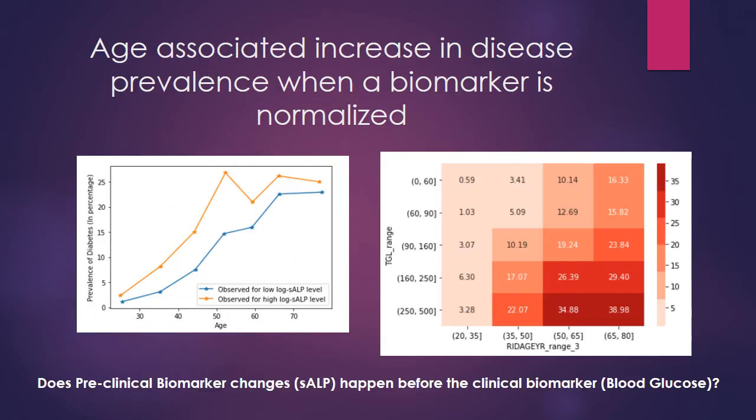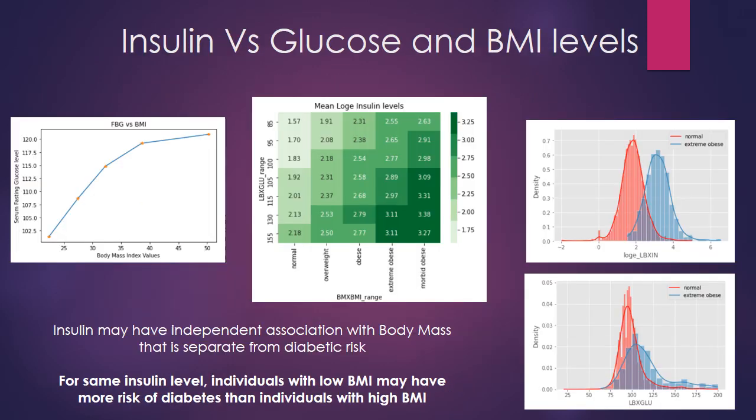Age-associated increase in disease prevalence. This asks whether preclinical biomarker changes occur before clinical ones, visualizing how the prevalence of diabetes increases with age even when biomarker levels are fixed, as shown for serum alkaline phosphatase levels and triglyceride levels.